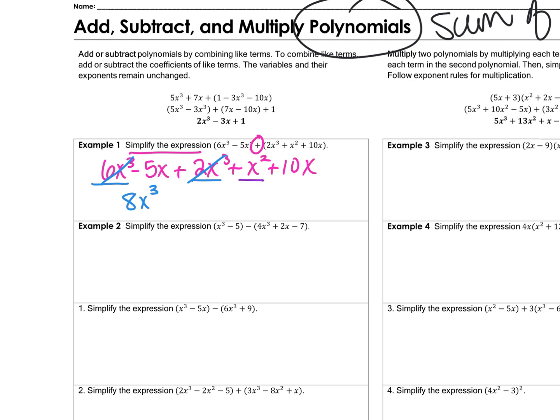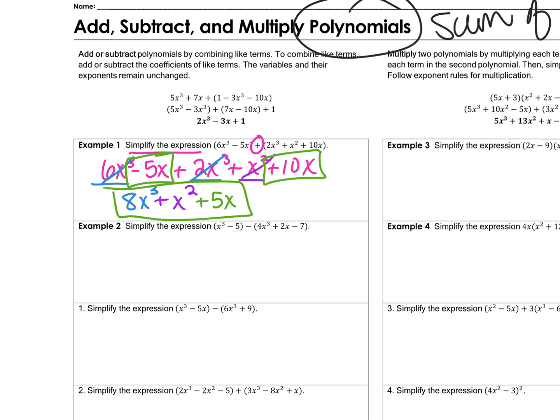So I have an x squared. Notice there's not another x squared, so I'm going to bring down, since it's positive, a plus sign, x squared. And then I have a negative 5x plus 10x, which would give me a positive, so plus 5x. We're not able to add any of those, so this would be my final answer. So that's adding polynomials, so you're just combining your like terms.